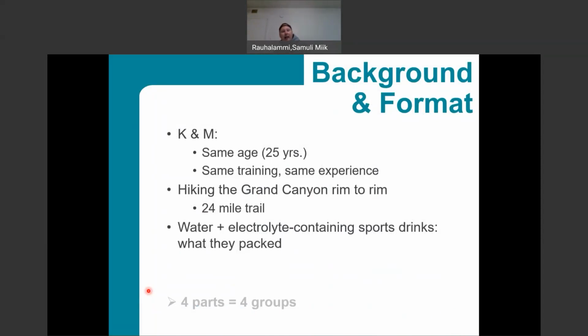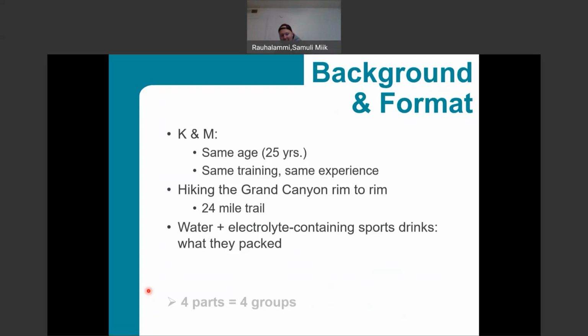And during this hike, we're seeing what happens to the body of these two ladies. These two ladies are, for our purposes, exact same age, exact same fitness level, have done exact same training, have same experience. So they're equal in all other aspects but two variables that we will give.